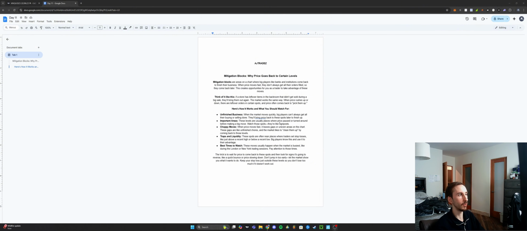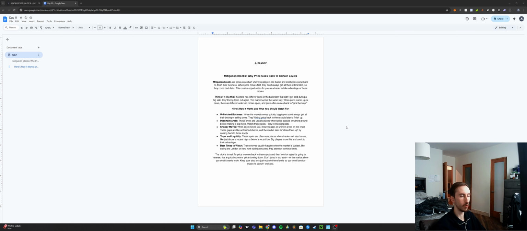This will create opportunities for you as a trader, and you can actually take advantage of these moves to take profitable trades, right? So think of it like this: if a store has leftover items in the back room that didn't get sold during a big sale, they're going to bring them out again, right? The market works the same way in relation to mitigation blocks. When price rushes up or rushes down, there are leftover orders in those certain spots, and the price often comes back to pick them up.